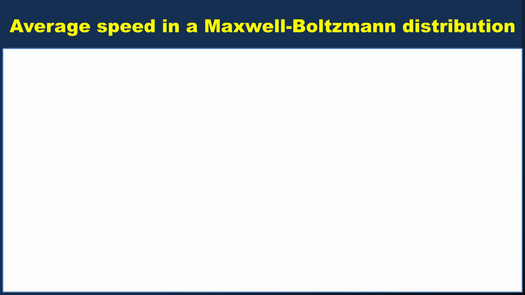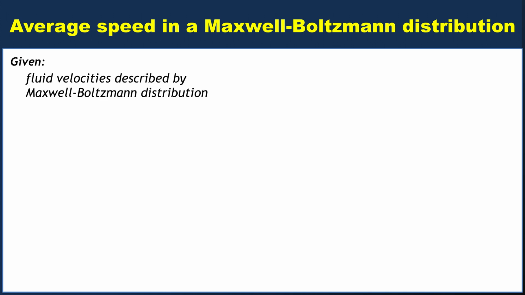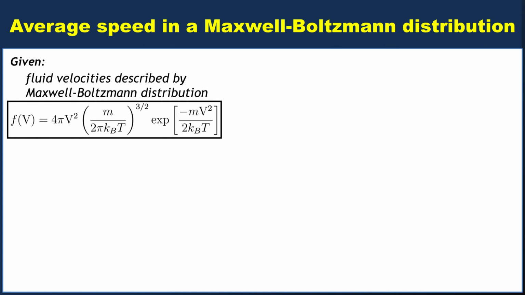In this exercise, we'll compute the average speed in a Maxwell-Boltzmann distribution of velocities. More generally, we'll just see how to compute an average for a continuous probability distribution. So, in this case, let's consider a fluid whose velocities are described by the Maxwell-Boltzmann distribution shown here.